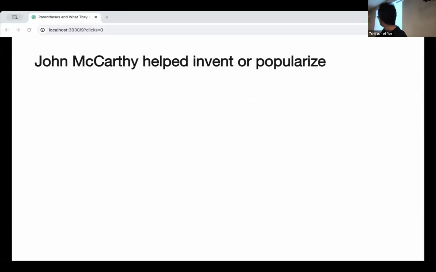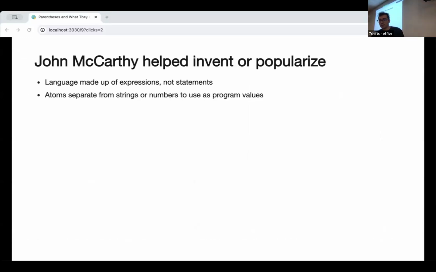Okay, so why do we care about John McCarthy? Why are we talking about him in Elixir Meetup? Here are some things John McCarthy worked on that are relevant for us. A language made up of expressions, we've seen that one before. Atoms are different than strings. That's an interesting one. We've seen that one before.